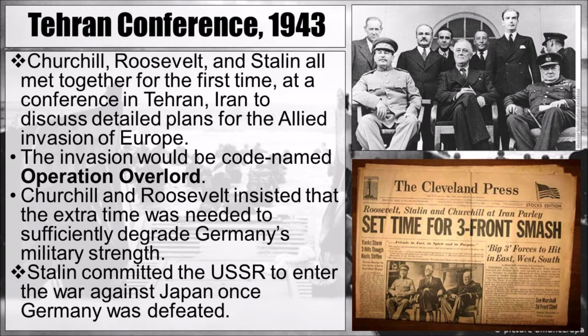Now, by this time, the German advance into Russia had already been halted. And in addition to agreeing to this plan, Stalin also committed the Soviet Union, the USSR, to end the war against Japan once Germany was defeated. So we're starting to see the Allies start to work together here, really to eventually crush not only one but all of the Axis powers. The Axis, of course, was Nazi Germany, Fascist Italy, and Imperial Japan.